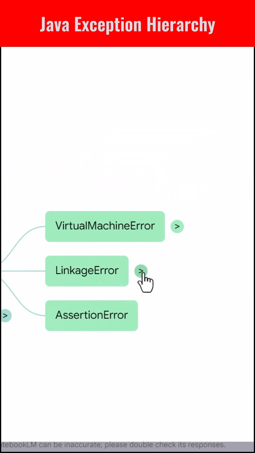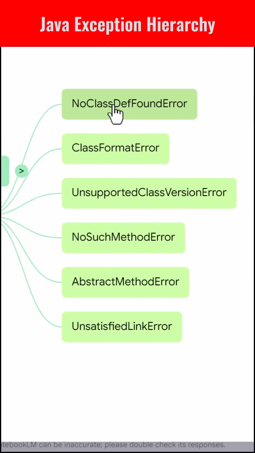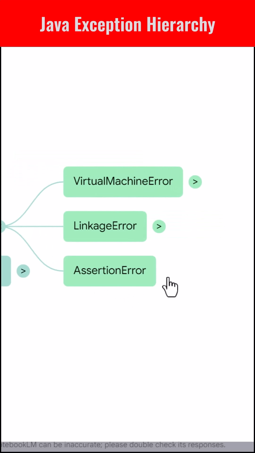Next is LinkageError, which occurs when classes fail to link properly. This includes NoClassDefFoundError, when a class was present during compile but missing at runtime, ClassFormatError, when a class file is corrupted, UnsupportedClassVersionError, when a class is compiled with a newer JDK, NoSuchMethodError, and AbstractMethodError, when methods expected at runtime don't exist, and UnsatisfiedLinkError, when native libraries aren't found. We also have AssertionError, thrown when an assertion fails.